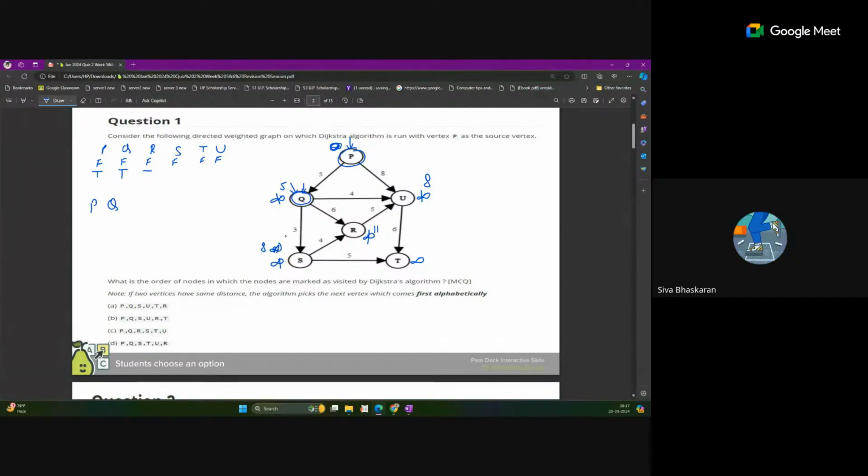So it can be anything, right? Yes. For example, in this case we have to go for S because it has the lowest weight. Let's say if Q to U is 2, then we will have to choose U, correct?